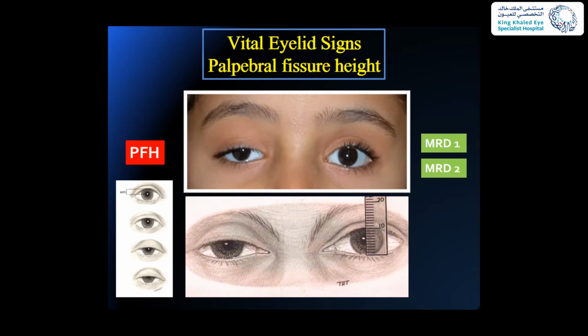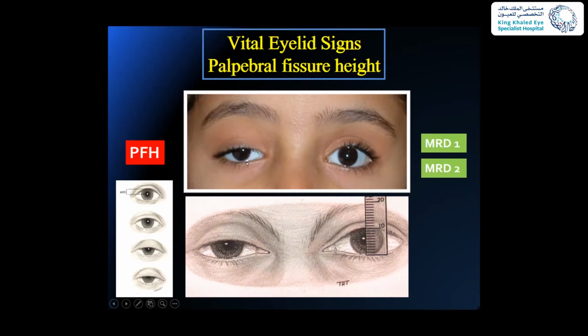The most important data in lid evaluation in cases of ptosis is the vital eyelid signs, in particular the levator function, because it dictates the amount of resection and even the type of surgery that you're going to do. So you have to measure the palpebral fissure height, which is the distance between the upper eyelid and lower eyelid in the primary position of gaze, and then divide it into MRD1 and MRD2.